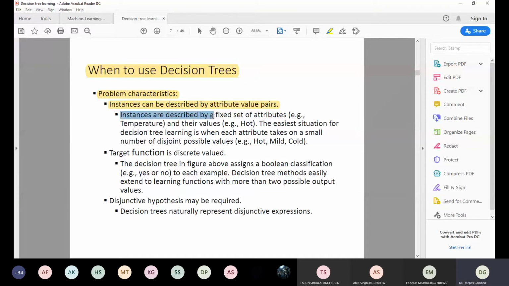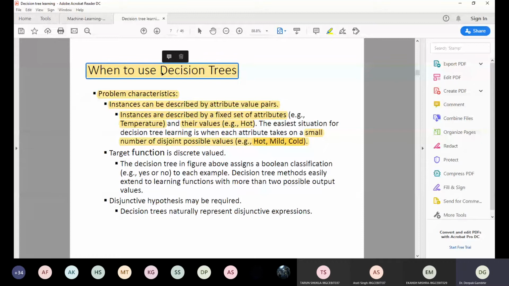Instances are described by a fixed value of attributes, for example, temperature, where values are hot, cold, mild. So the easiest situation for decision tree learning is when each attribute takes on a small number of disjoint positive values. Whenever you design a tree, you will try to define the disjoint values or some small number of disjoint values, then only it will be effective. So this is the case when we can use the decision tree.